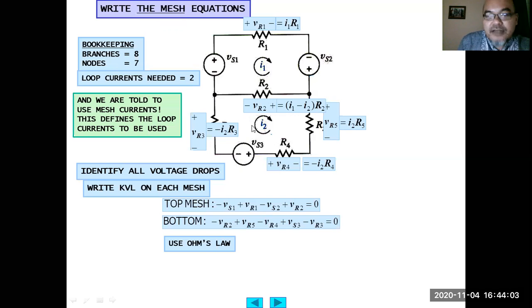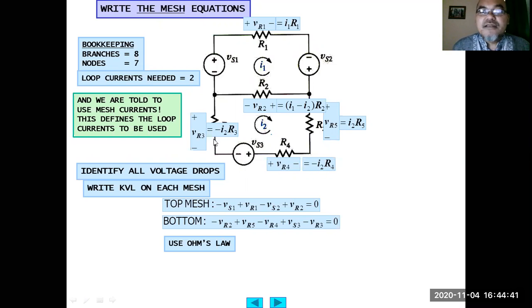I1 is negative I2 because the I2 direction is opposite to I1. VR5 is expressed as I2 times R5, and the voltage across R4 is expressed as negative I2 times R4. Why is that? Because the current is opposite to the passive sign convention. The current flows into the negative terminal, and not the positive terminal. That's why we assign negative I2 R4.